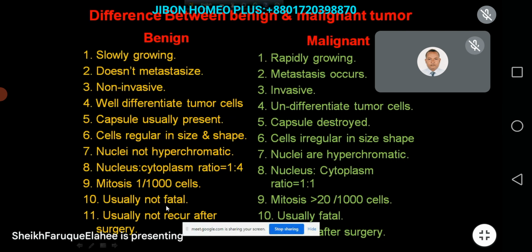Benign usually not fatal. Benign usually not fatal means not dangerous. It will not kill the patient. But malignancy, this will be fatal. It will kill the patient. In benign tumor, usually it does not occur again after surgery. Usually, if one patient has a benign enlargement of the prostate, the doctor removes the prostate. Usually, it does not recur. Usually. But if it is malignancy, of course, it will recur.